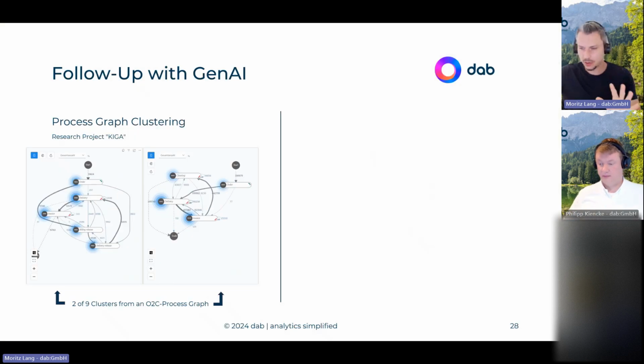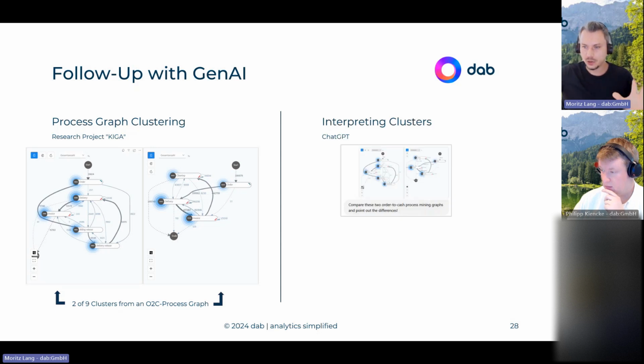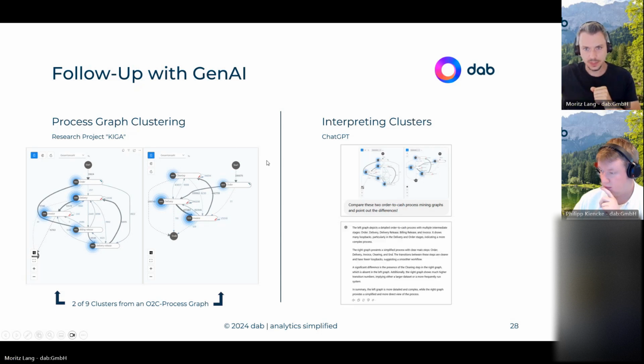So before we hand over these two clusters to ChatGPT, a little recap. On the left side now we can see 2 out of 9 clusters from an O2C process mining graph. This methodology was invented in our current research project called Kaiga. And now on the right side, I handed over those 2 clusters as a screenshot to ChatGPT, and I added the prompt: compare these 2 order-to-cash process mining graphs and point out the differences. And it turned out that it works pretty well.